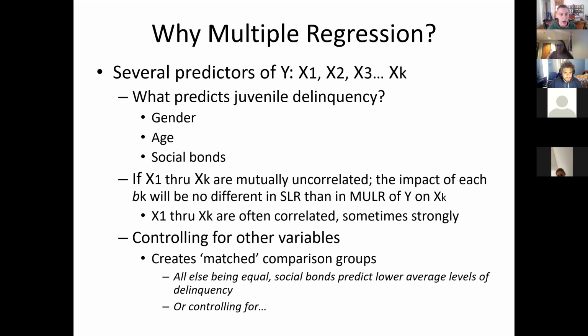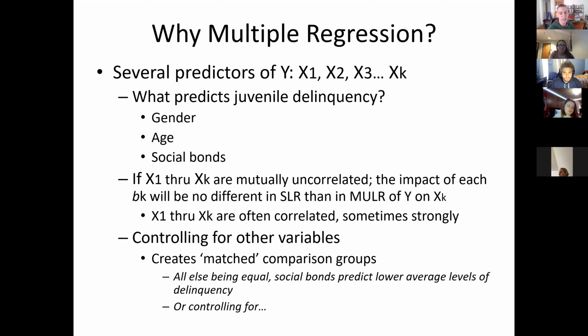The idea is that we want to look at the impact of gender independent of all these other things that we know have an impact on delinquency, like age and social bonds. And so what is happening in multiple regression is it's saying, okay, what I'm going to do is make matched comparison groups. If you want to know the impact of being male or female on delinquency, then I am going to create groupings where everybody has the same age, everybody has the same score on the social bonding measures, and then we'll see if, all else being equal, gender still makes a difference. That's what multiple regression is doing.